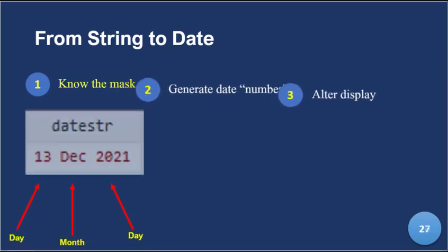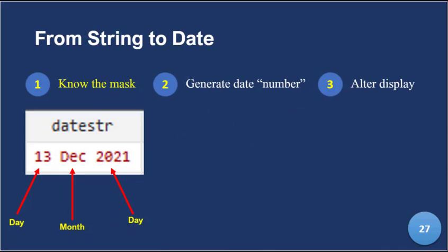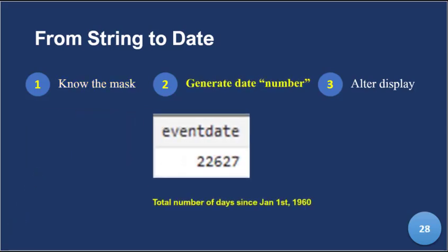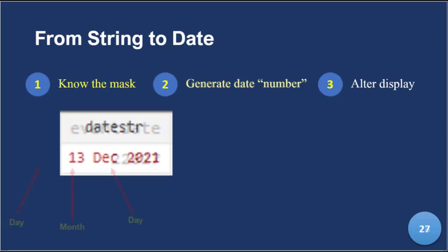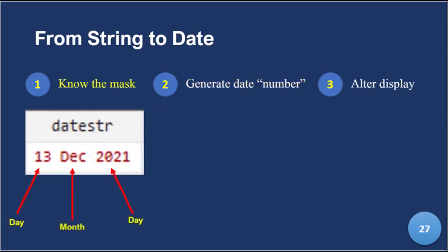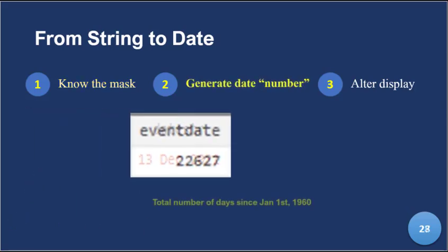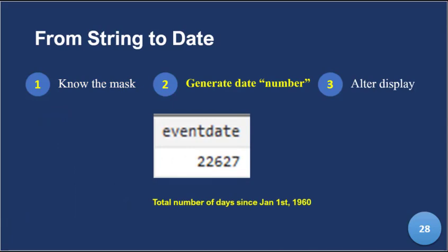Okay, so number 1 is to know the mask: day, month, year, hour, minute, second. Secondly is to now generate a number. When you do this, this is a number, and this number is total number of days. So let me go back one more step. 13th December 2021, if you go and check it and calculate it, is 22,627 days from January 1st. So if you start counting all the days, it will lead you to December 13, 2021.